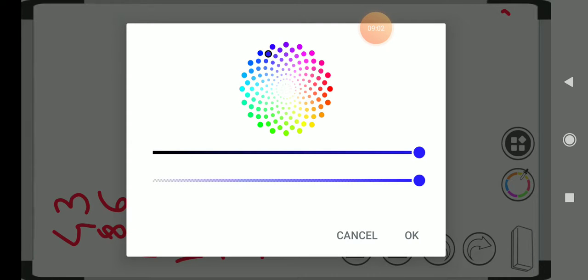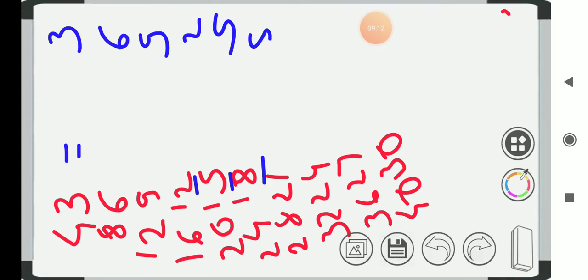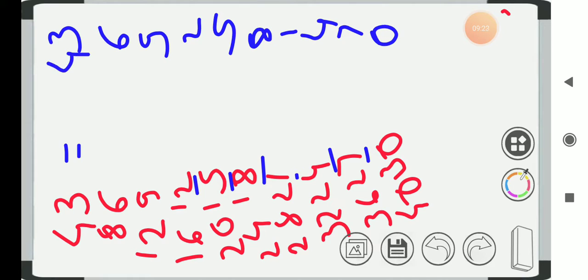Okay, now let's see the next one. What is our next step? Unit place numbers: 3, 6, 9, 2, 5, 8, 1, 4, 7, 0. Now the remaining is addition. If there is only one number, there is no need of addition. When there are 4 digits, then only you have to do that.